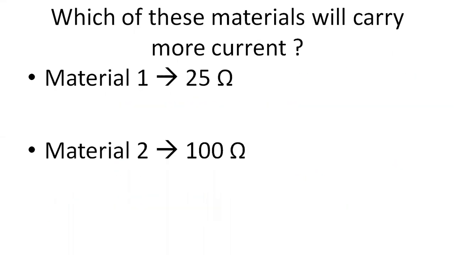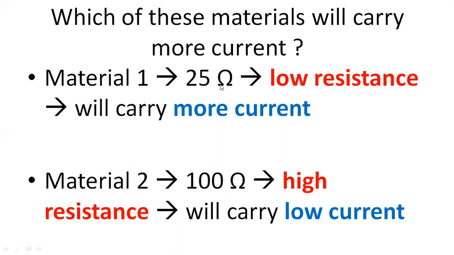So chalo, शुरुआत करते हैं. Material 1, 25 ohm. What is the meaning of this? That 25 ohm is a low resistance as compared to 100 ohm. From both of these examples, the 25 value is less, right? So that means material 1 has low resistance and material 2 will have high resistance. That means if material 1 has low resistance, it simply means that it can carry more current. Low resistance means high current and high resistance means what? Low current. That means if the value of a material is given in terms of resistance, we can easily say which of the materials will carry more current.